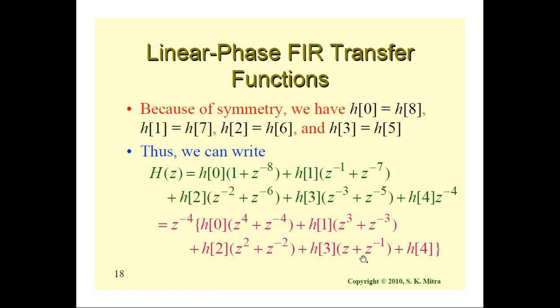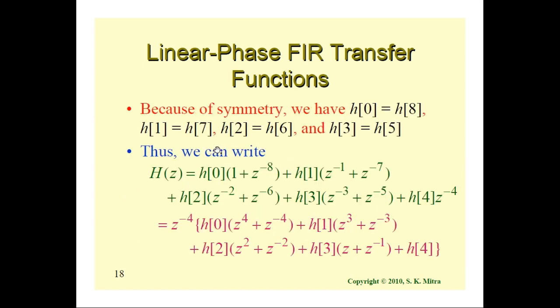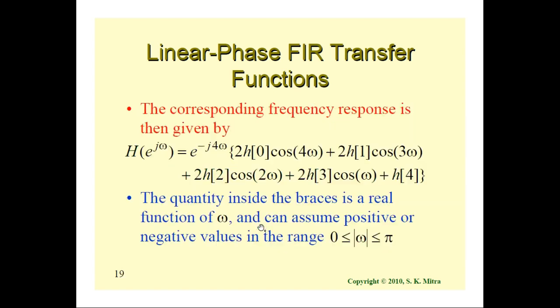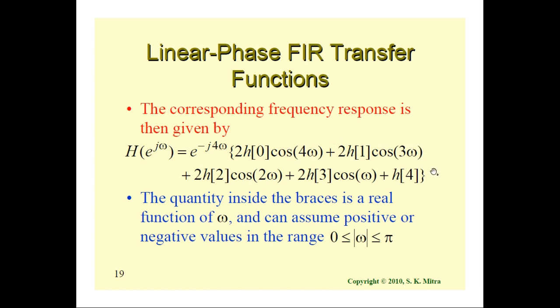So the expression can be simplified as e power minus j4 omega for z power minus 4, and these two terms, that is z power 4 and z power minus 4, will become 2 cos 4 omega multiplied by h0. Similarly, 2h1 cos 3 omega, 2h2 cos 2 omega, and 2h3 cos omega plus h4. As a result of it, we get the equivalent frequency response of this system.